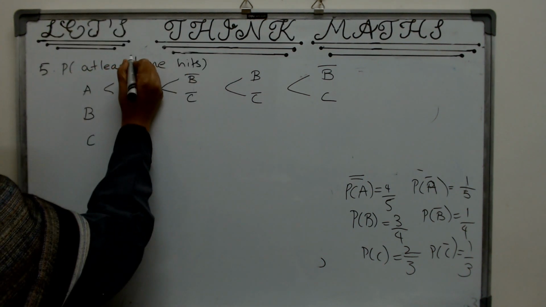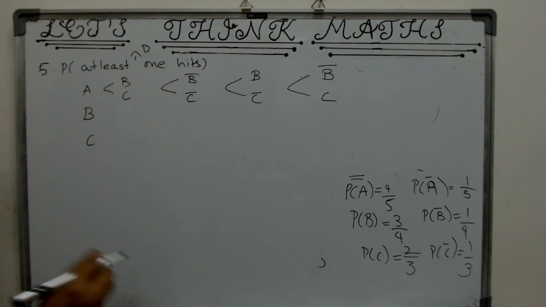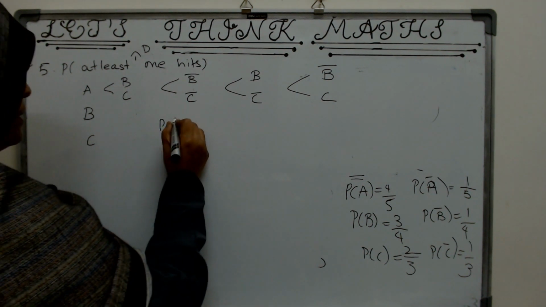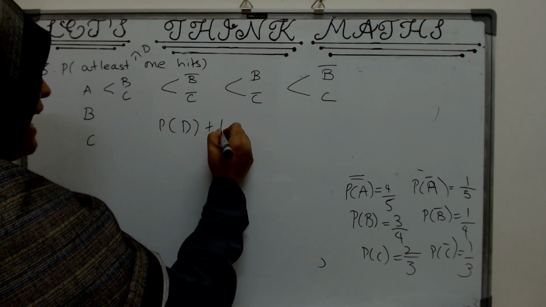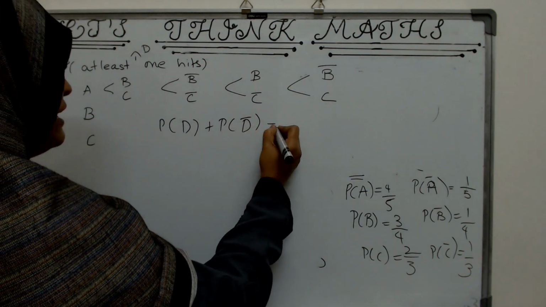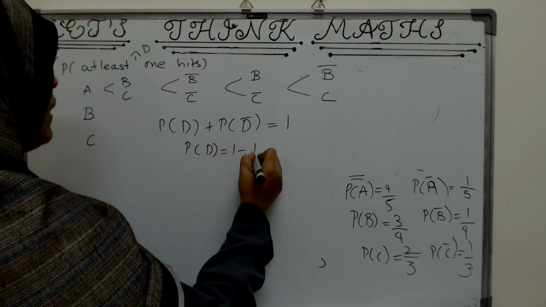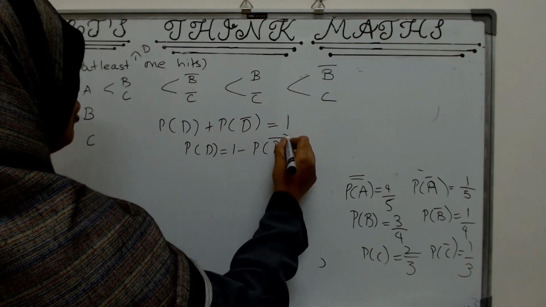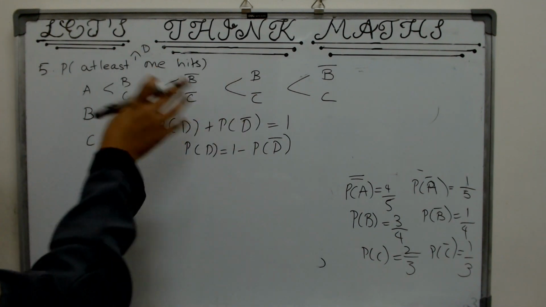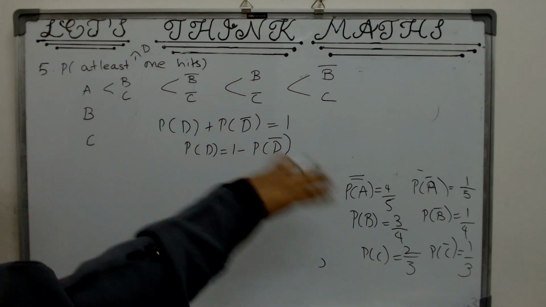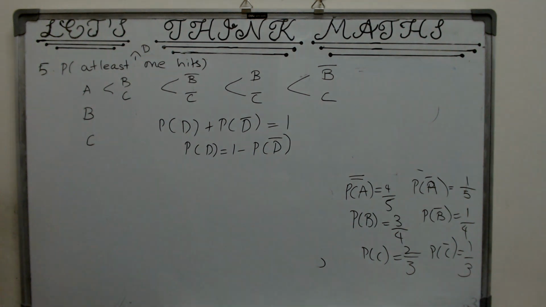Suppose this event is, say, D. D is the event that at least one of them hits. Find its complement. Now how is that going to help? The probability of any event and its complement will be equal to 1. So what will be the probability of D? It will be 1 minus the probability of its complement. So whenever you see such calculations, you have too much to calculate, then usually its complement will be easier to calculate. And then what is the complement?